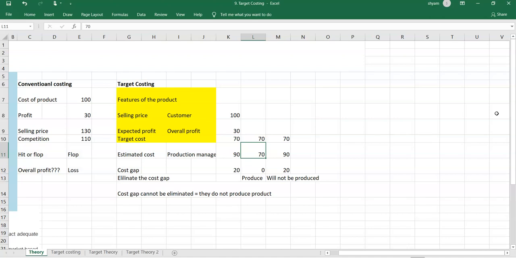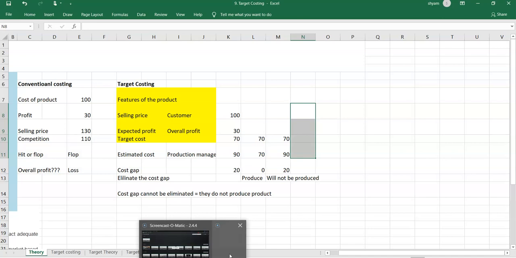If it's possible to meet the target cost, we'll produce the product. If the product cost is going to be 90 itself, then it's not worth producing. Because if we produce at 90, the customer will buy at 100, the cost is 90, and our profit would only be 10, not 30. So why should we unnecessarily waste our time and effort for a small profit? Rather than that, don't do it. So that's about the target costing concept.